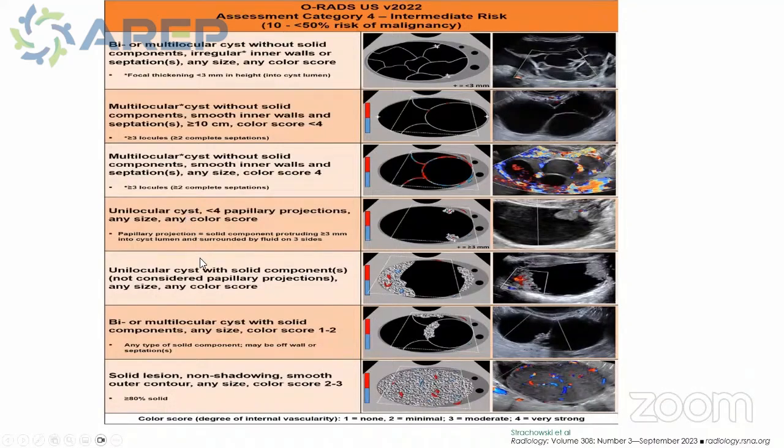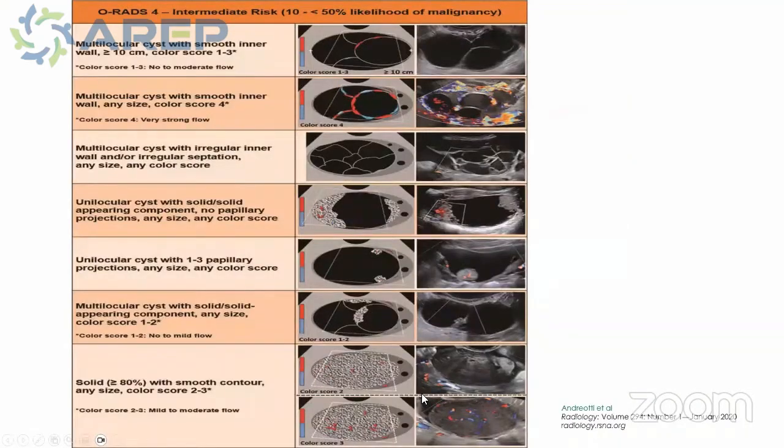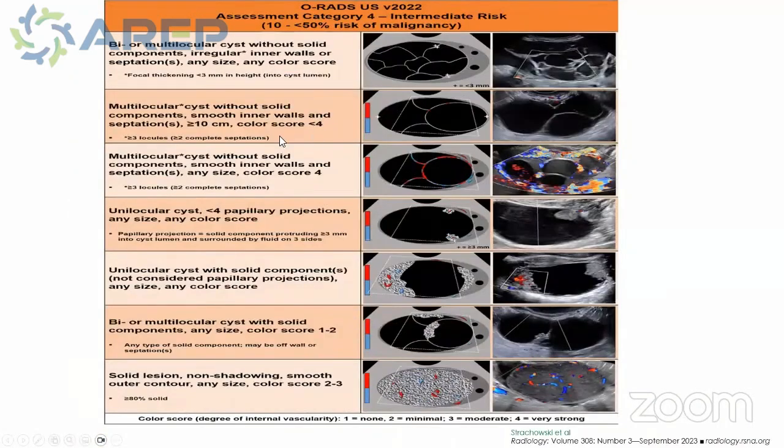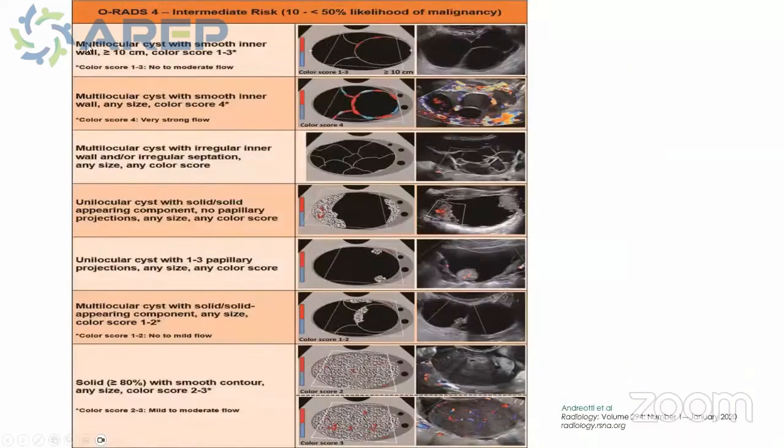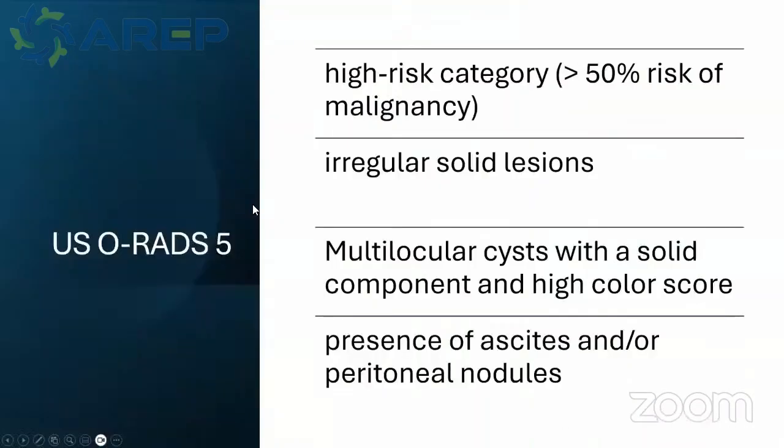And there are two categories of unilocular cyst. For unilocular cyst, we start seeing papillary projections, but that should be less than 4, and the color score does not matter. And any large solid component, it can be of any size and any color score. And one category of solid lesion here, which is having a color score of 2 to 3, at least mild to moderate color flow, and it is non-shadowing with a smooth outer contour. Yeah, this is the updated 2022 version, which includes the bilocular cyst, and this is the previous version where the bilocular cyst was not included.